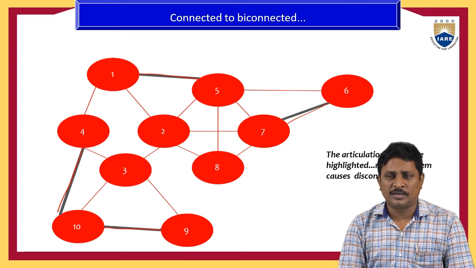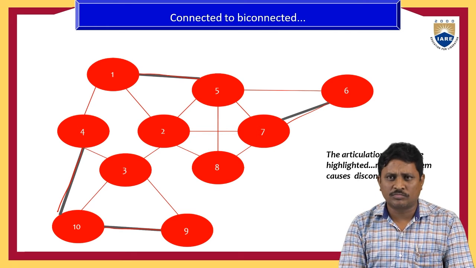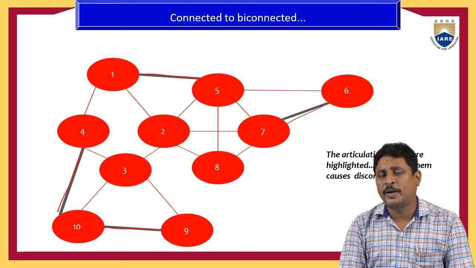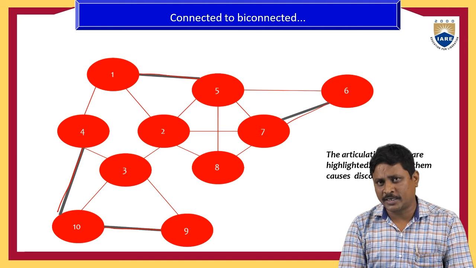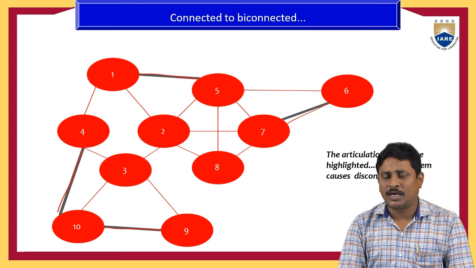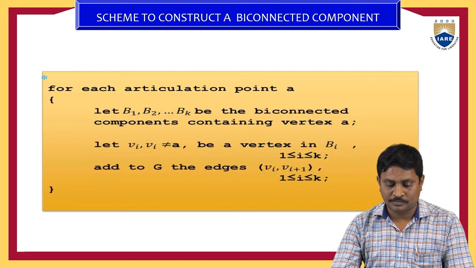Now remove any vertex. Does it divide the graph into 2 or more graphs? No. Here, removing any vertex does not divide it into 2 or more subgraphs. So now this is a biconnected graph. In this way we make a connected graph which has articulation points into a biconnected one. In any connected graph with articulation points, we draw the redundant edges, and then it is transformed into a biconnected component graph. This is the scheme to construct a biconnected component.